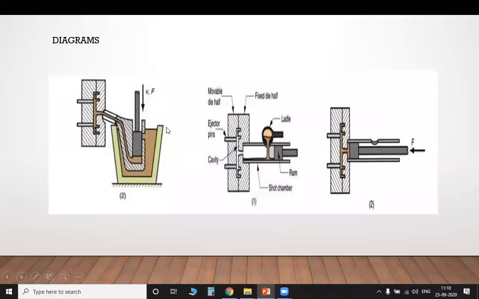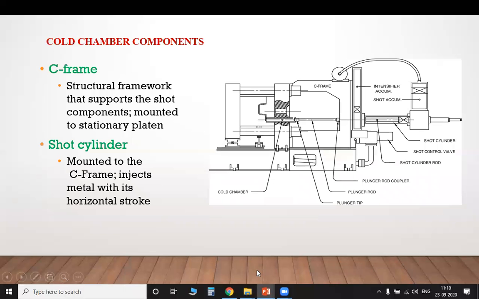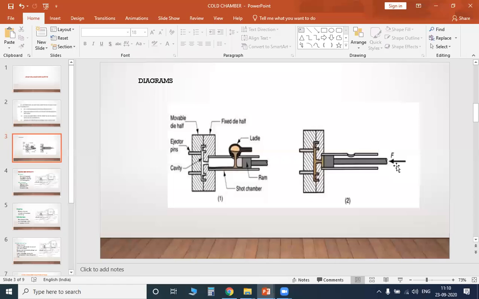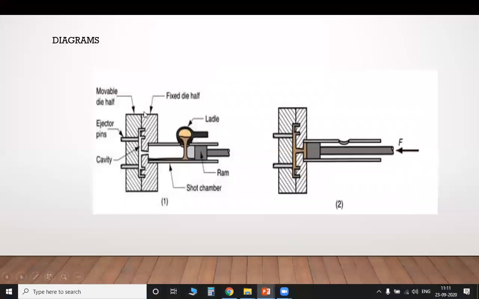Here we take a chamber. In this chamber, we place one plunger and one mold. It is shown in the second diagram. Wait a second. See here, this is the diagram for the cold chamber.